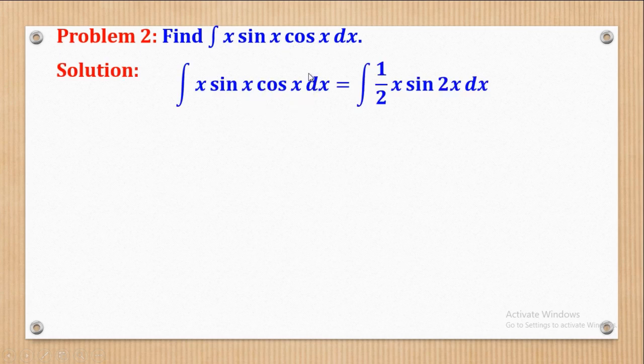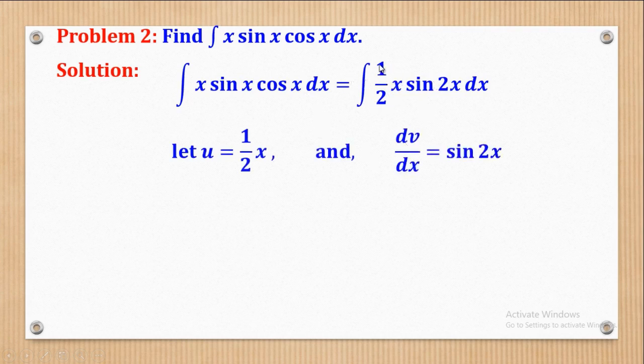So the first thing I remember from double angle is that 2 sine x cos x is equal to sine 2x. Therefore, since I don't have a 2, sine x cos x will be equal to a half sine 2x. But there's also x here, so it will become the integral of a half x sine 2x with respect to x. So this integral is the same as this integral.